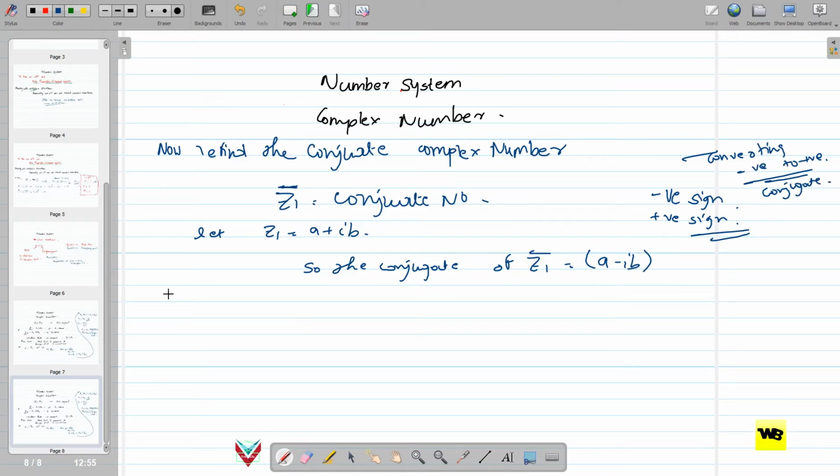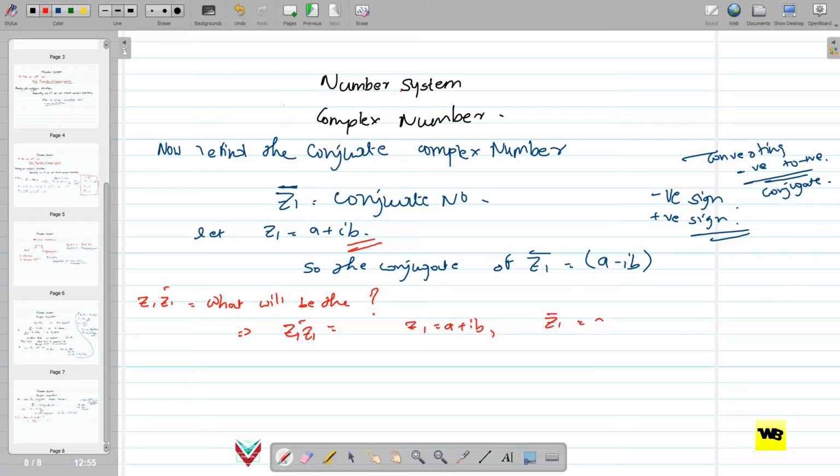Now let's see one example. Z1 times Z1 conjugate equals what will be the answer? Here Z1 equals A plus IB and Z1 conjugate equals A minus IB. So just put the values, we get A plus IB times A minus IB. From here we can say that Z1 times Z1 bar equals A square plus B square.